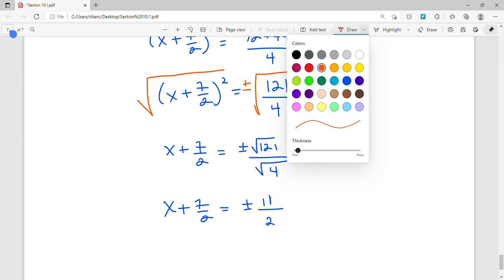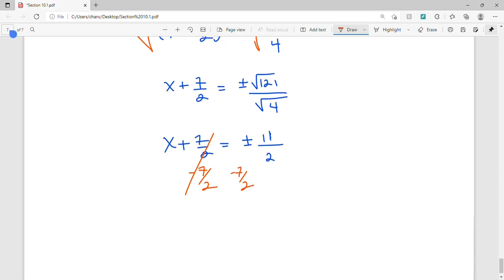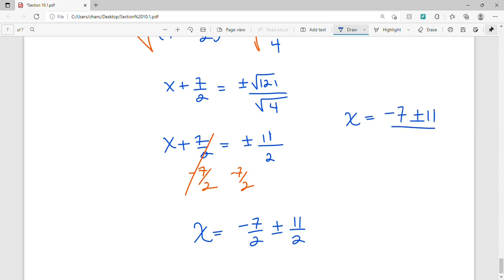We're almost there. We've got to solve for x. So let's subtract 7/2 from both sides. And let's rewrite this as x equals -7/2 plus or minus 11/2. Since they do have the same denominator, we can rewrite this as -7 plus or minus 11 all over 2. Don't stop here because we can simplify the numerator. We can rewrite this as -7 minus 11 over 2, or I could write it as -7 plus 11 over 2.